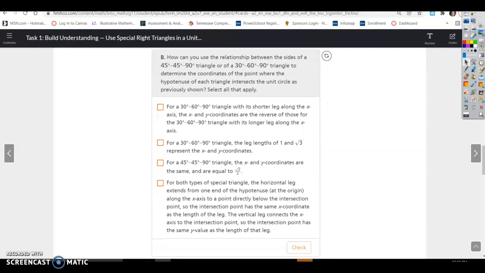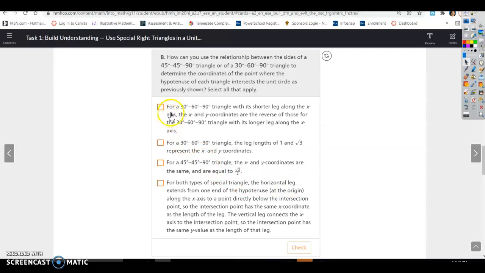All right, how can you use the relationship between the sides of the 45, 45, 90 or the 30, 60, 90 to determine the coordinates of the point where the hypotenuse of each triangle intersects the unit circle as previously shown? Select all that apply.